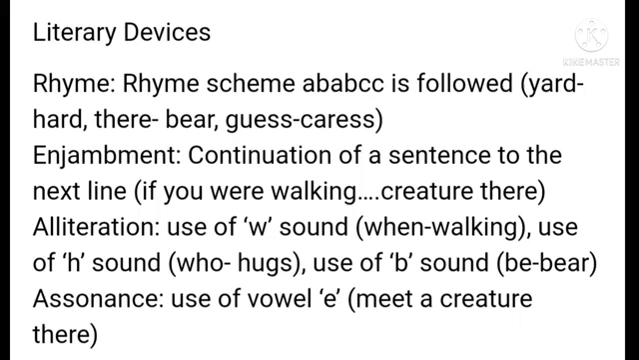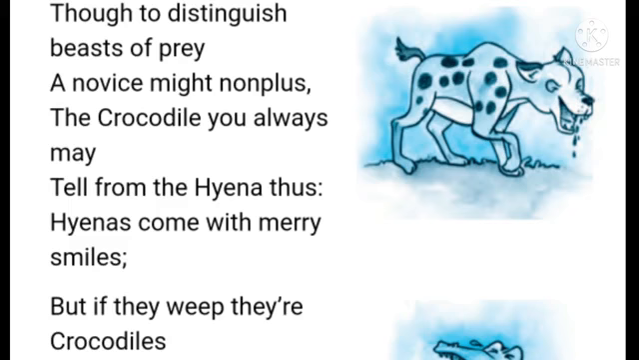Then we have assonance. Assonance, you are familiar, that is the use of the vowel sound. Here you can see, meet a creature there. In all words we can see the repetition of the vowel sound E. Then the poetic device used there is assonance. So three are the most important poetic devices: enjambment, alliteration and assonance.